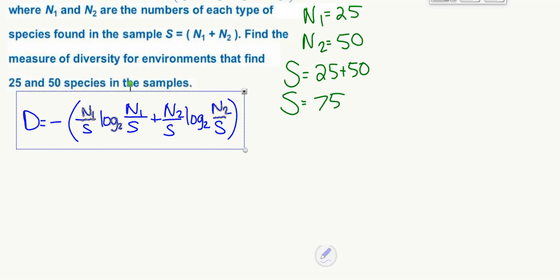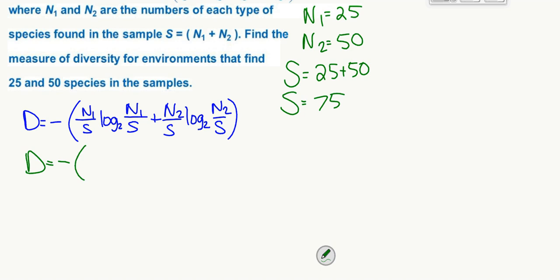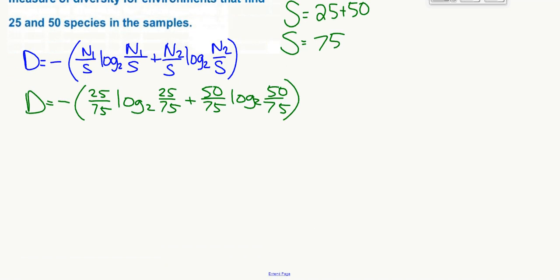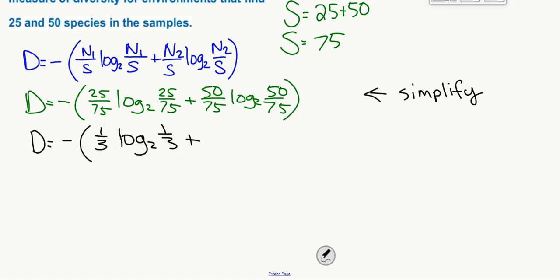First, we just are going to put those in, and I don't use a calculator always at the board, so I'm going to do some of the things by hand. So I've got a negative. N1 over S is 25 over 75 log base 2 of 25 over 75 again, plus N2, which is 50, so 50 over 75 log base 2 of the same thing, 50 over 75. Again, I don't have a calculator in front of me always, so I'm going to simplify. So 25 over 75, this is D equals negative. Don't drop that negative. That's 1/3 log base 2 of 1/3 plus 50 over 75 is 2/3. So 2/3 log base 2 of 2/3.